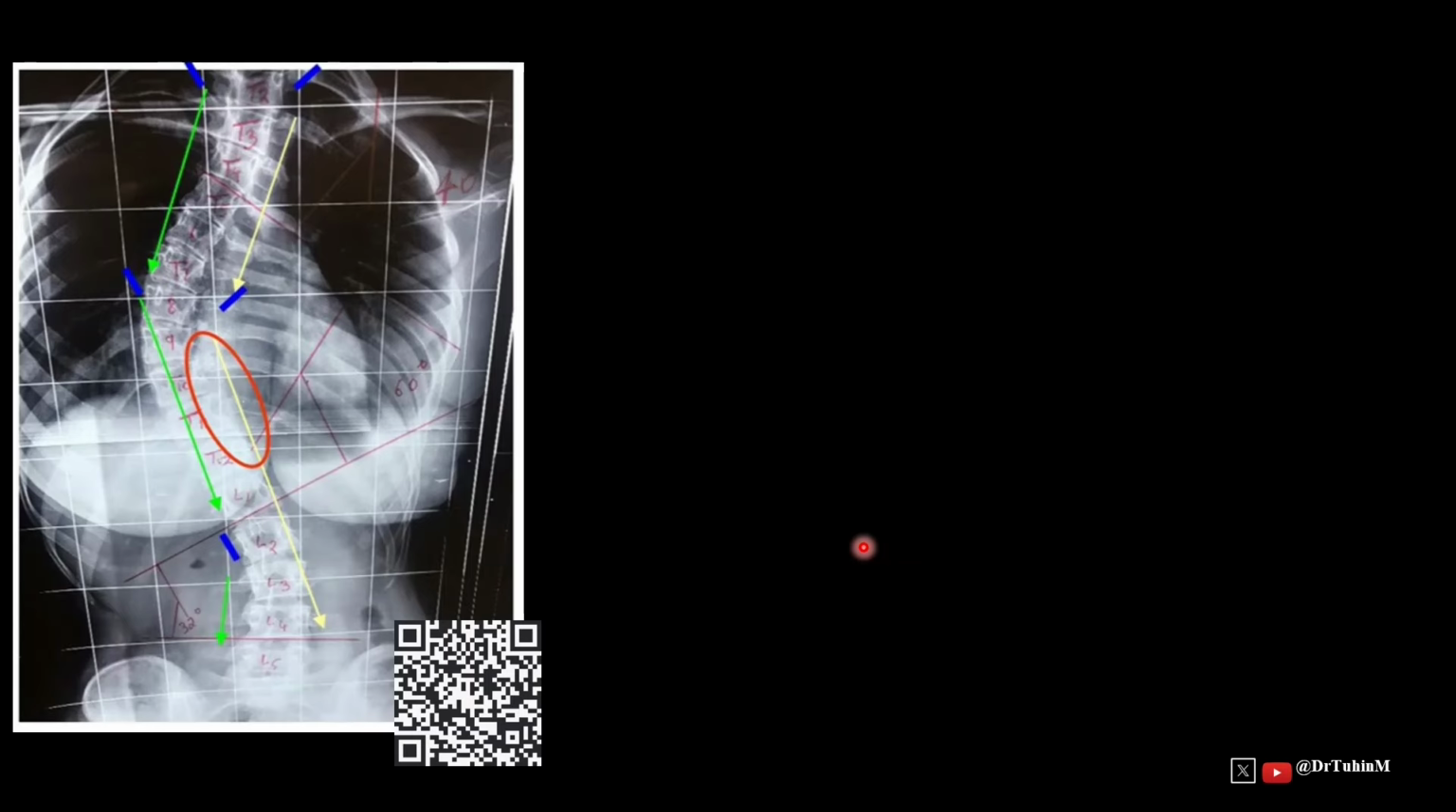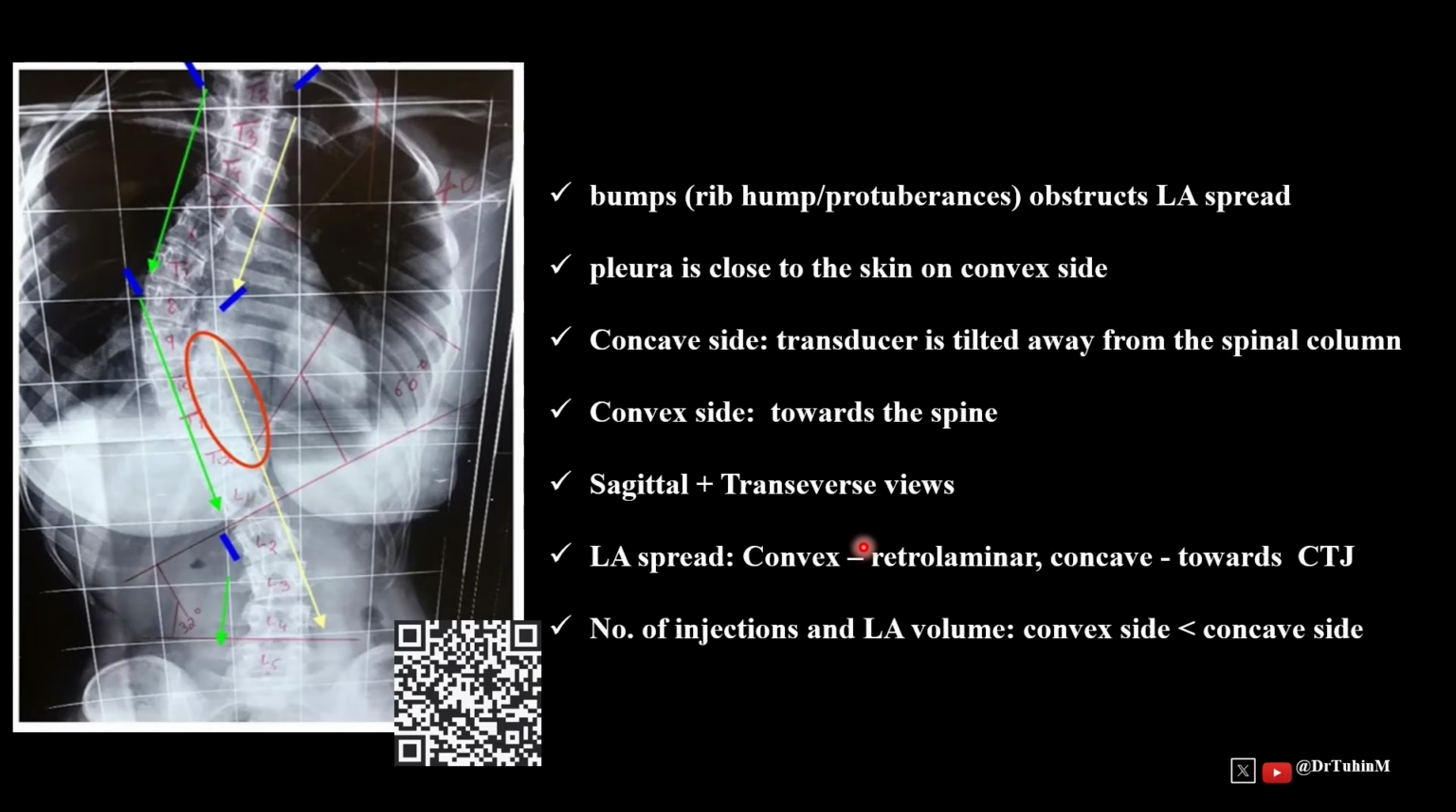A few things we need to consider while doing erector spinae plane block for the idiopathic scoliosis correction surgery. The bumps or the rib hump that obstruct the spread of LA. So when you are planning for the erector spinae plane block, avoid those bumps either proximally or distal to the bump. You have to do separate injection to get a spread. The pleura is closed on the convex side, and the transducer we have to usually tilt it away from the spinal column, and on convex side it is towards the spine.